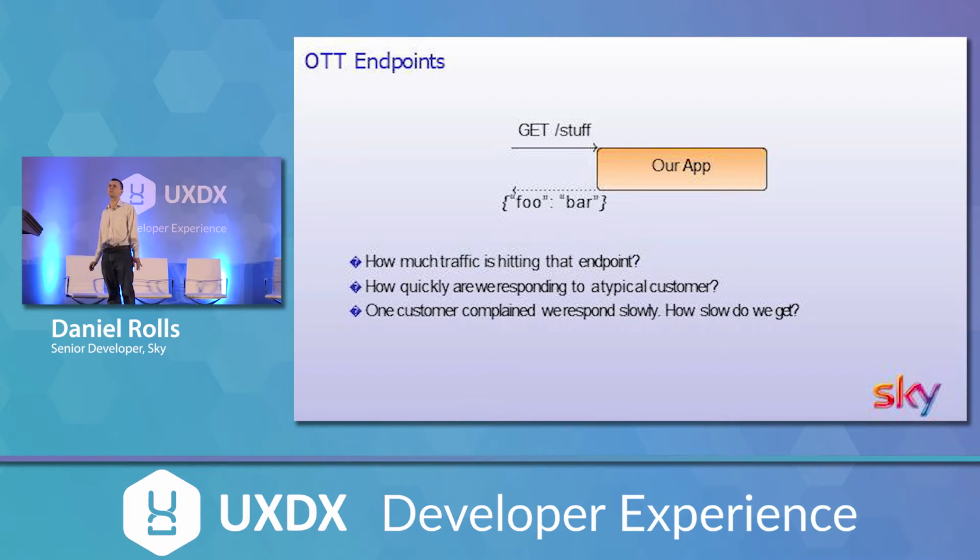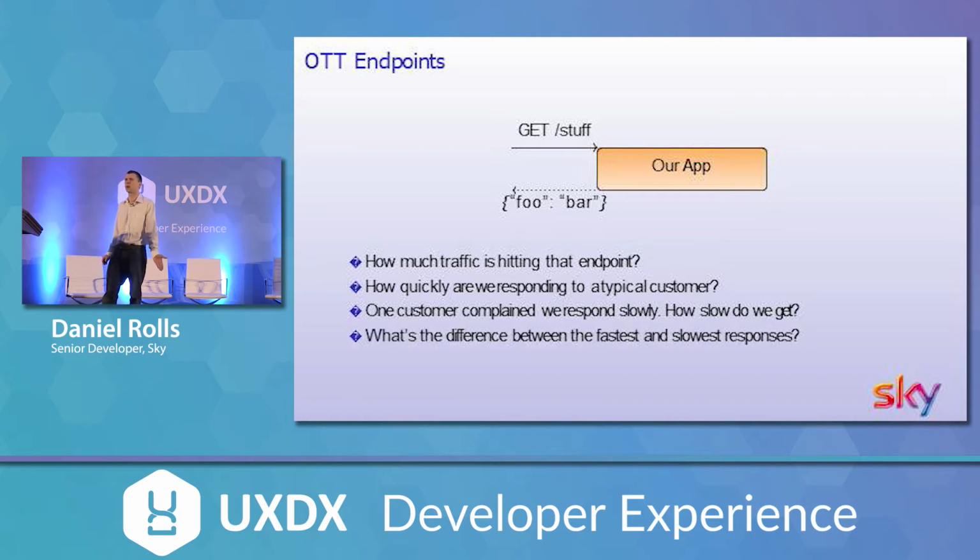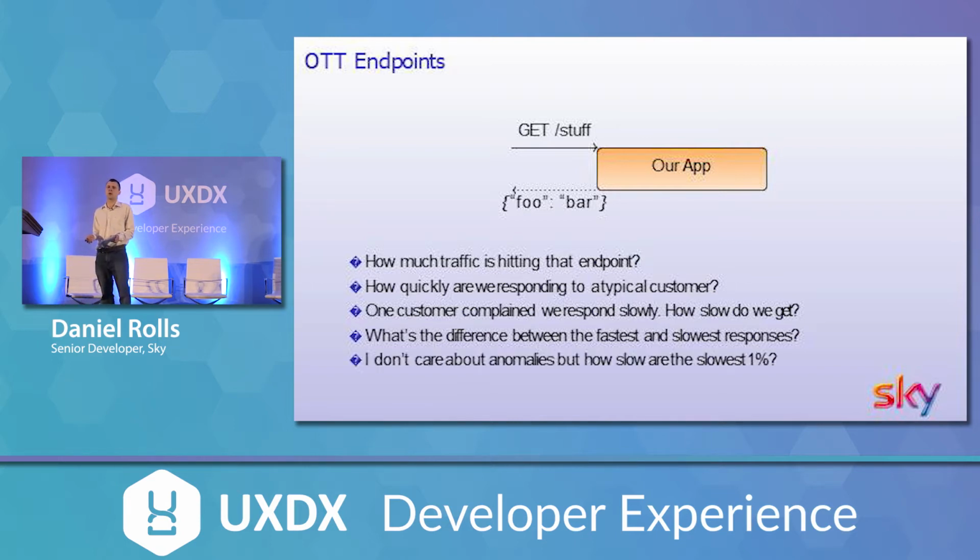Well, maybe one customer complained we respond too slowly. Well, how slow do we get? That is to say, what is our maximum response time? Now, the perception of response times is related to the consistency of response times. So what's the difference between our fastest response time and our slowest response time? I.e., what is the range? Well, maybe the slowest response time occurs 1 in a million times. Maybe we don't care about such anomalies. So how slow are our slowest 1% of response times? That is to say, what is our 99 percentile response time?